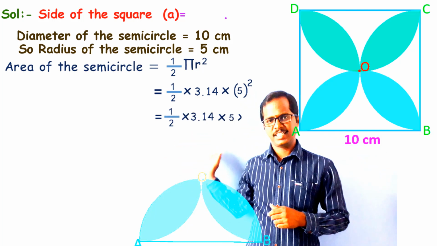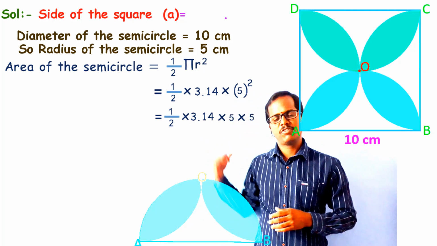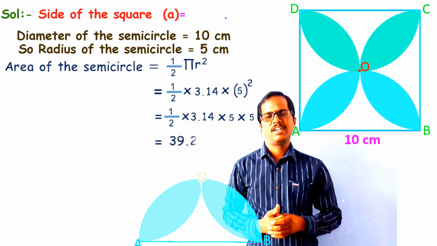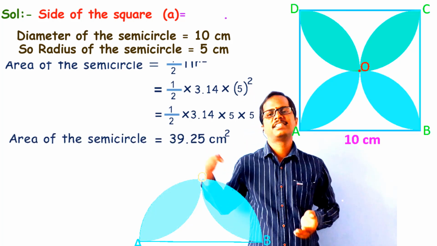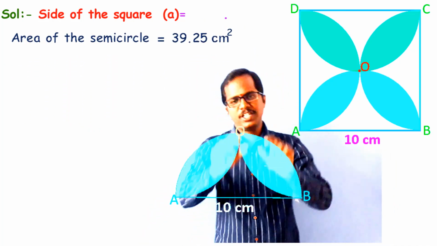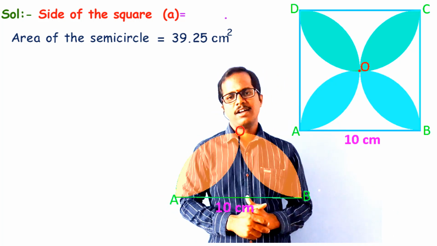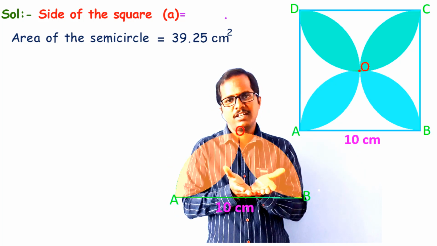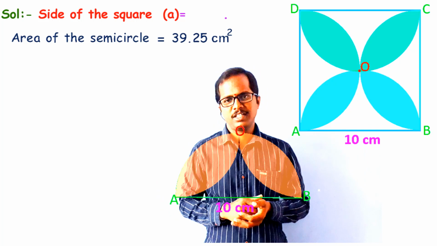So by simplifying this, we get the area of the semicircle AOB as 39.25 centimeters square. Now, actually we need to find the area of the shaded portions. But we have found the area of the semicircle only. We didn't get the area of the shaded portions.